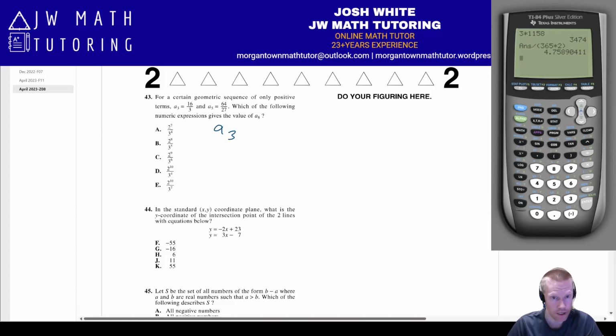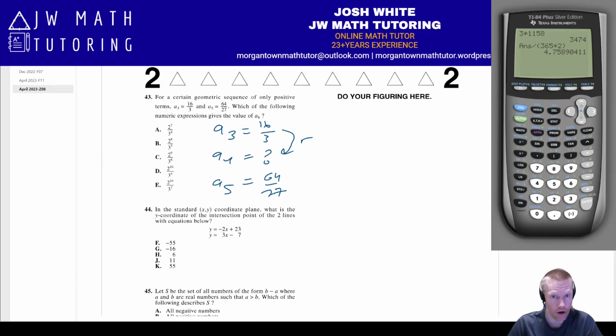So if you have a3, and that's 16 over 3, and then here you have a5, the fifth term, which is 64 over 27, a4 is here in the middle, we don't know what it is. You're multiplying by r to make a4, and then you multiply by r again to make a5. So to get from a3 to a5, you're technically multiplying by the common ratio twice, or by r squared. In other words, 16 over 3 times r squared is equal to 64 over 27.